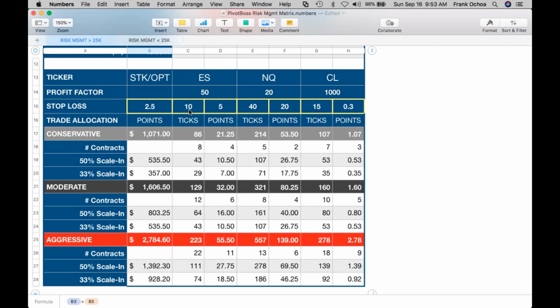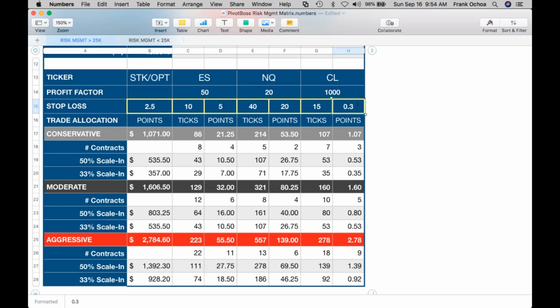So what I do is I usually use ticks for my quick day trades or scalps, and use points for a longer term day trade or maybe even a swing. And so there you can see how many contracts you can go. Now say you were going aggressively and you can put up $2,785 in terms of risk. That's the amount you're willing to risk, your trade allocation. And if you wanted to use, say, a 30-tick stop in crude oil, that means you can trade 9 contracts at a 30-tick stop. And if you lose on that trade, you lose $2,785, your aggressive risk allocation.